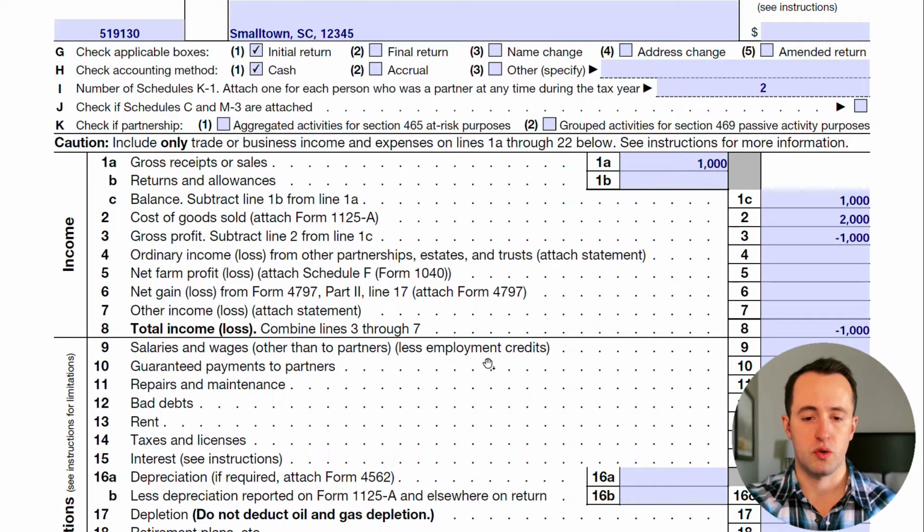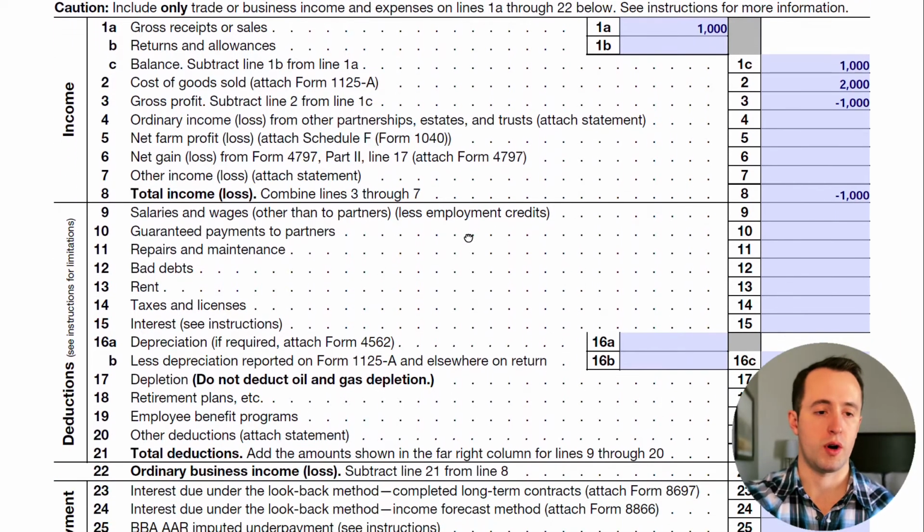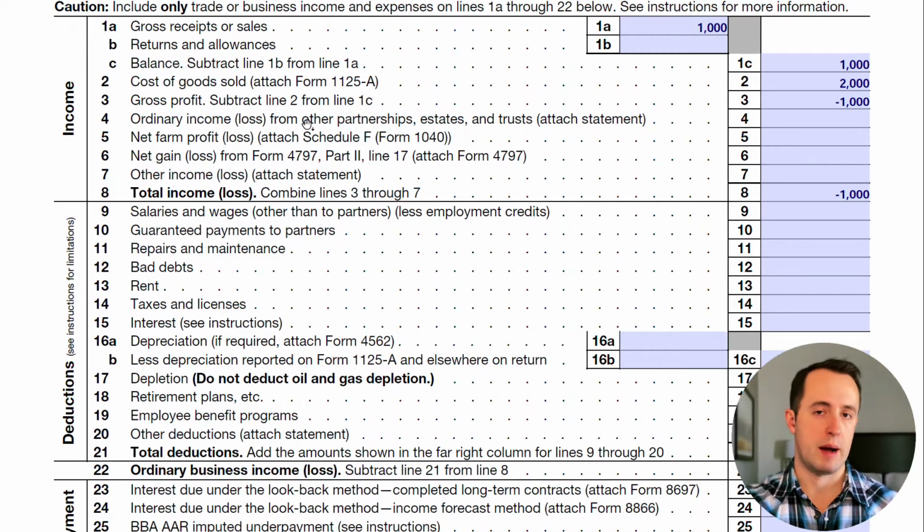Now jumping into the actual lines of 1 and onward. So gross receipts and sales. How much money did you make for the past year? For this example, we're going to say the YouTuber for the YouTube Side Hustle business was advertised and monetized partway through the year, and they made $1,000 off of Google AdSense. Returns and allowances, not really applicable to most people unless you have a retail business and customers are able to make returns. Subtract 1B from 1A, and that's going to be the balance.